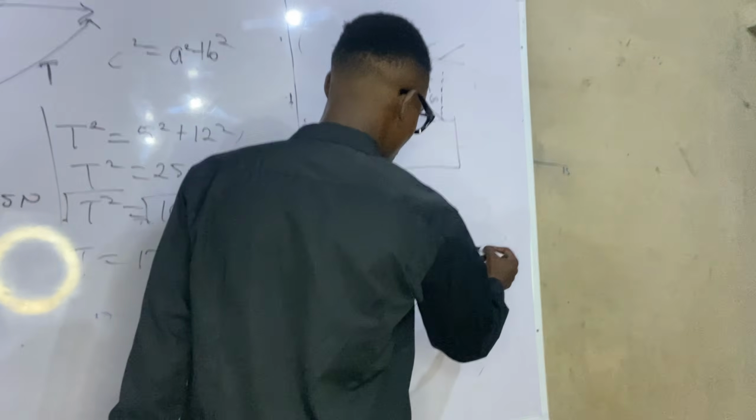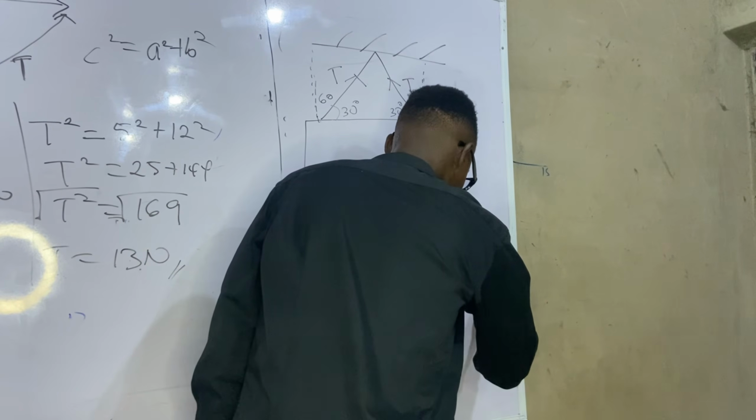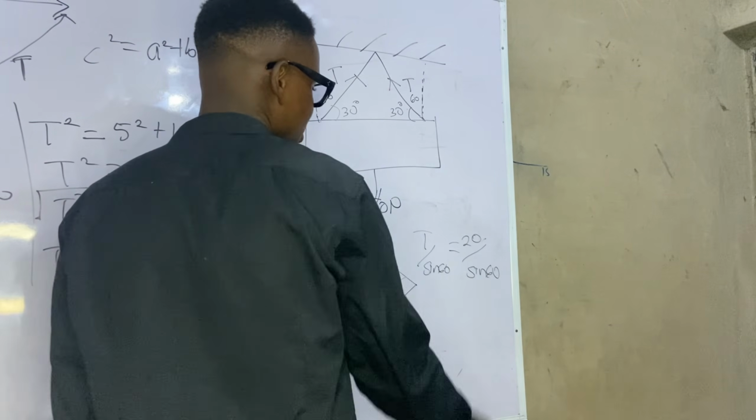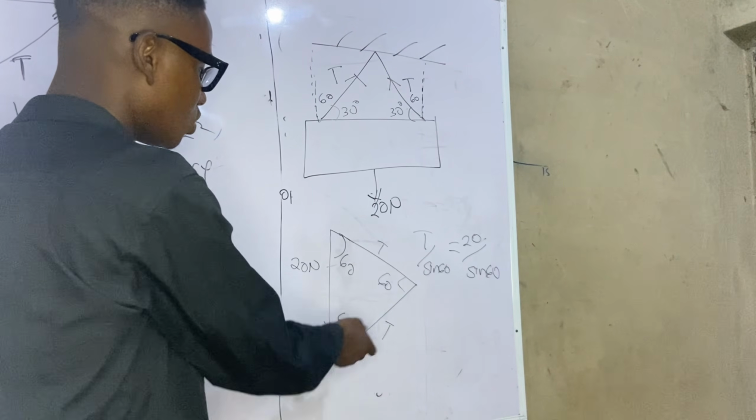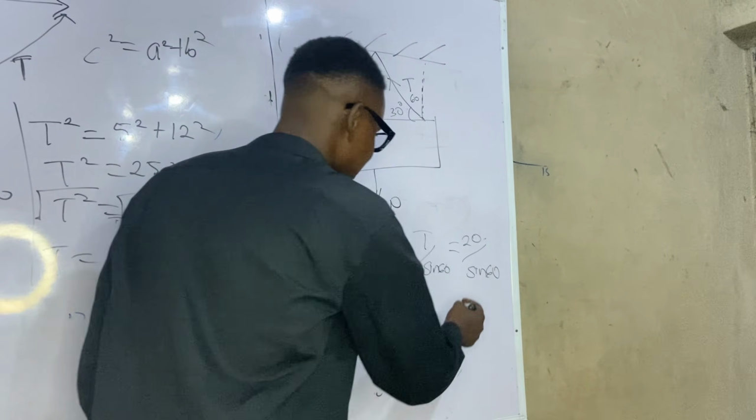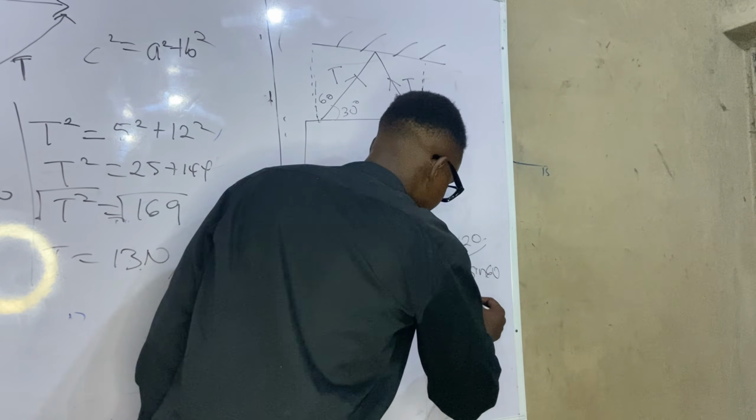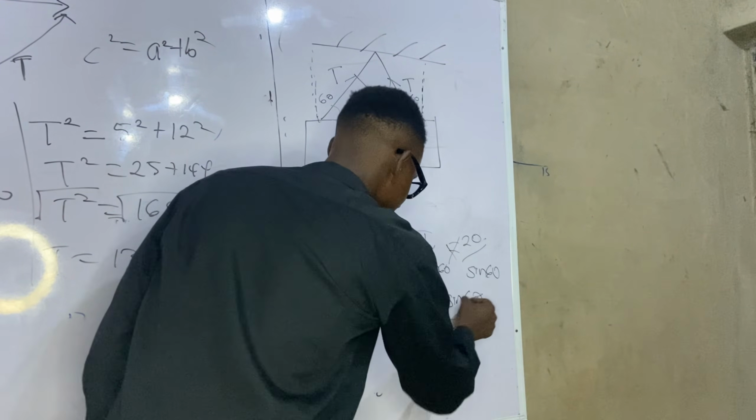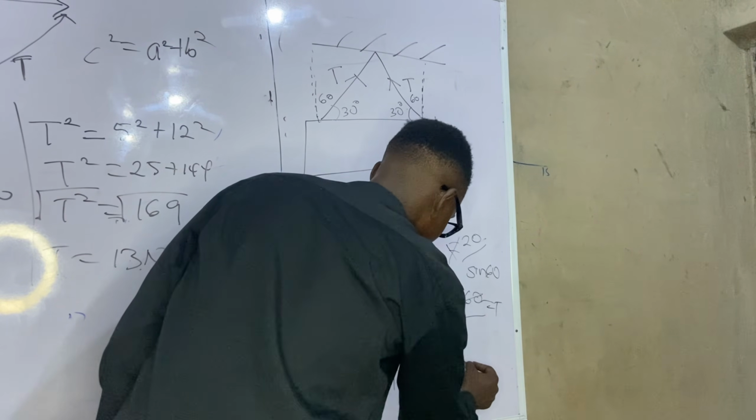sine 60. We have 20 divided by sine 60. I hope if you're a good student, you know that this T is 20, of course, since they're equal. It's an equilateral triangle, so everything will be equal. All sides are equal in an equilateral triangle. So T over sine 60 equals 20 over sine 60. You can multiply that: 20 times sine 60 over sine 60. So sine 60 cancels sine 60, and you have T equal to 20 Newton.